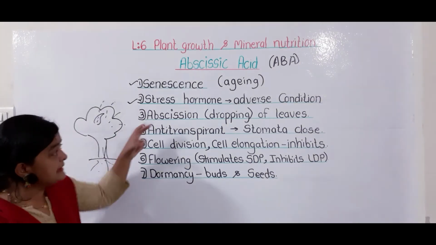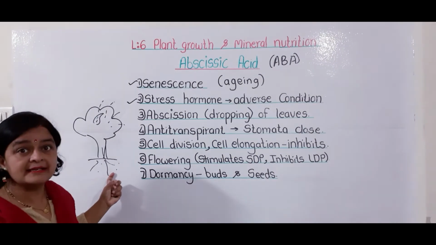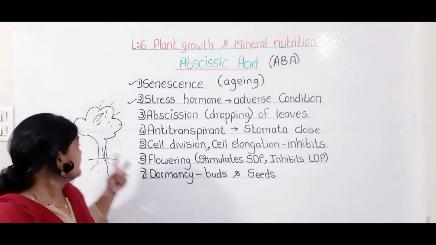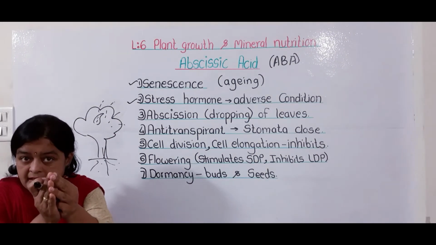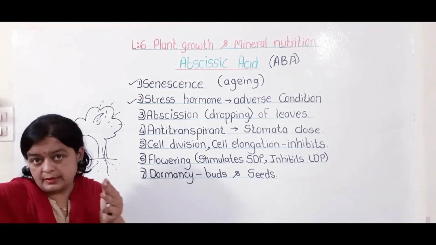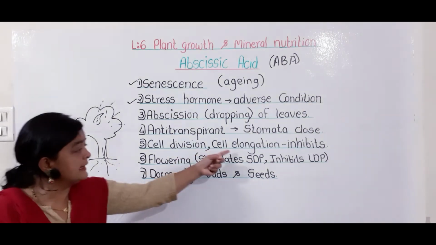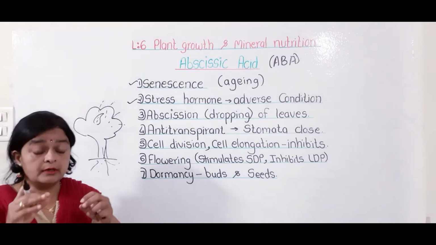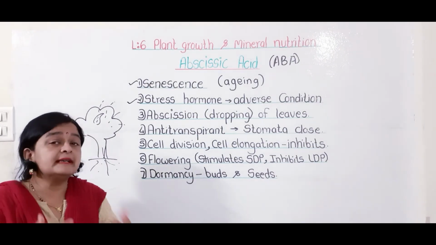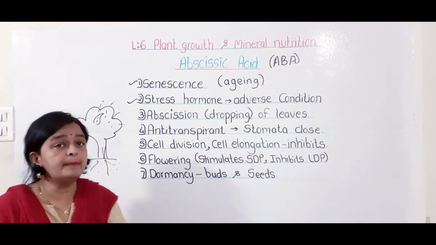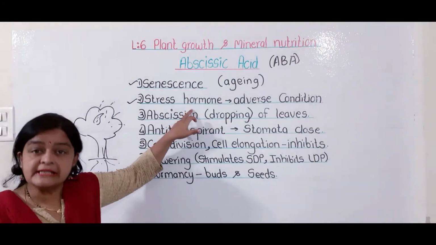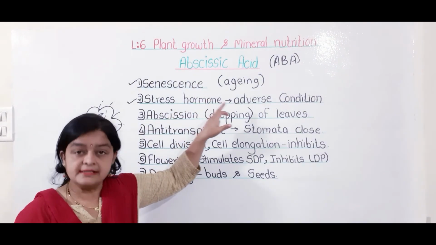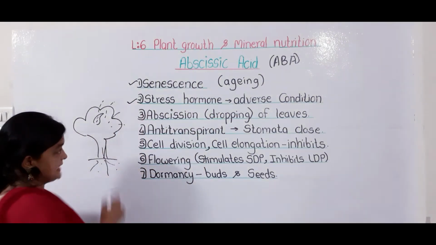So in many ways, abscisic acid is helping the plant. How is it helping? Many times it is closing the pores of the stomata. If the stomata are closed, no transpiration will be there. It is also bringing the dropping or falling down of leaves. It means in many ways it is helping the plant to overcome the stress condition. That's why abscisic acid is also called the stress hormone. So this is our second point.